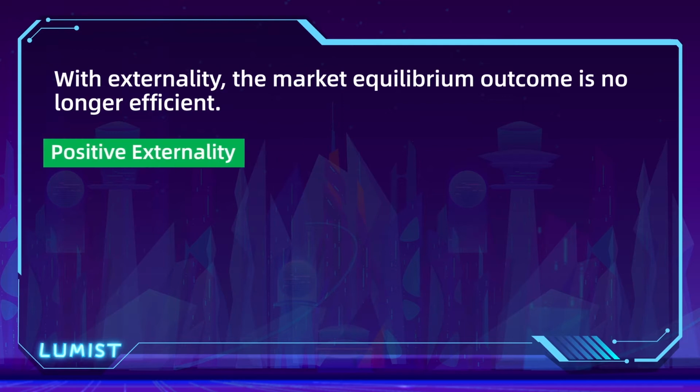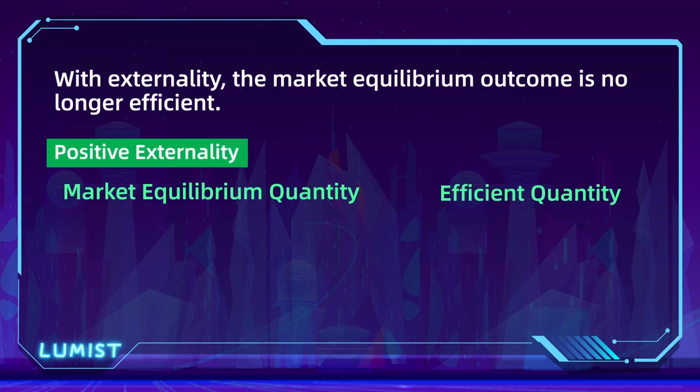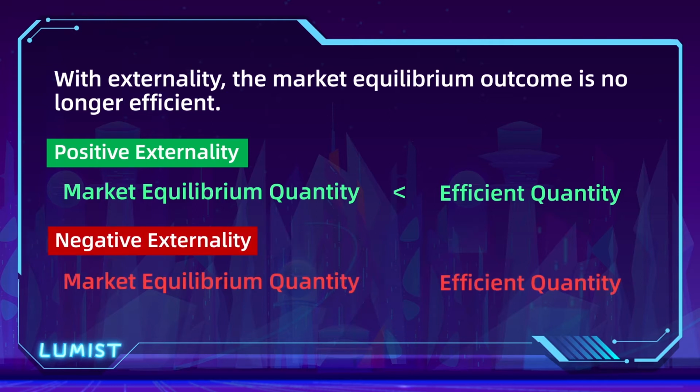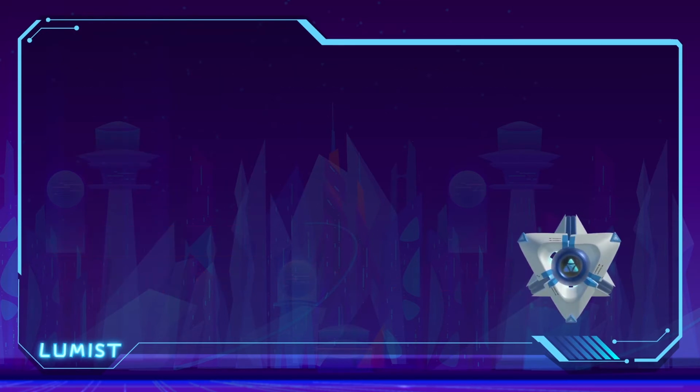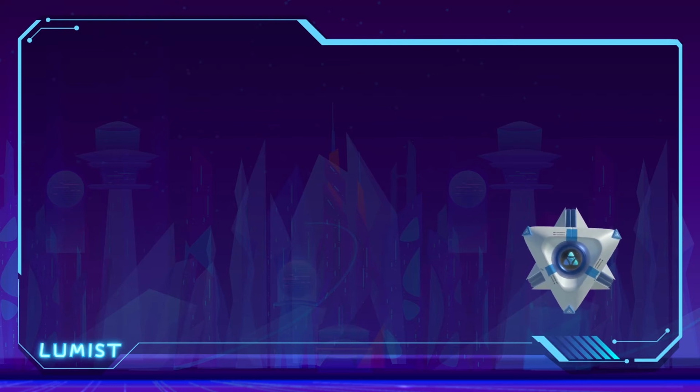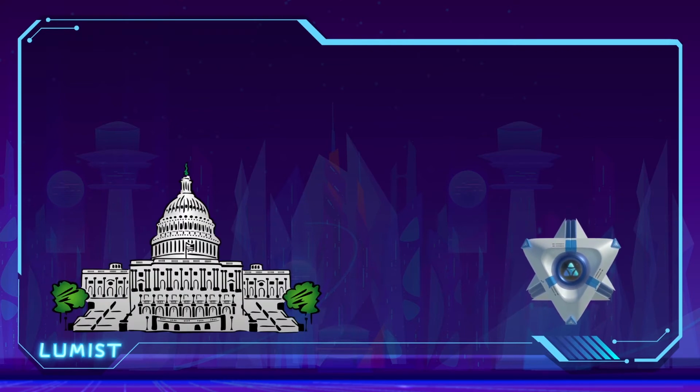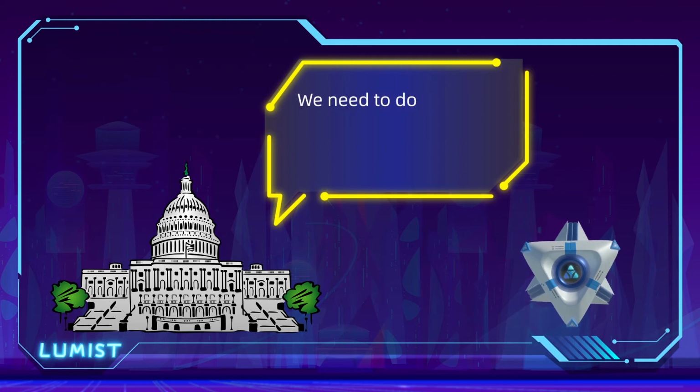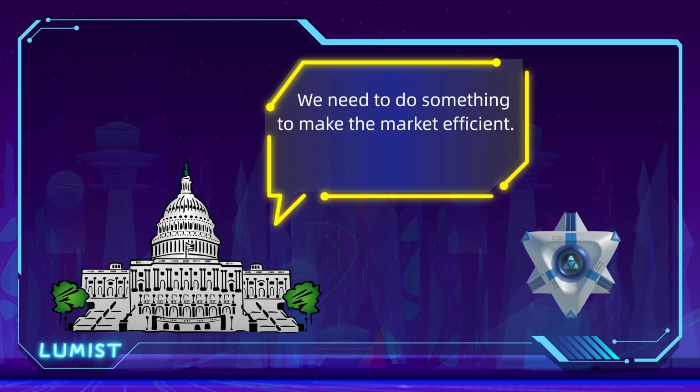With a positive externality, the market transaction quantity is too low compared to the efficient outcome. And with a negative externality, the market transaction quantity is too high compared to the efficient outcome. If we want the market to reach an efficient result, we may need some market intervention policies to force the market to take into account the extra costs or benefits to external parties when determining the optimal price and quantity.